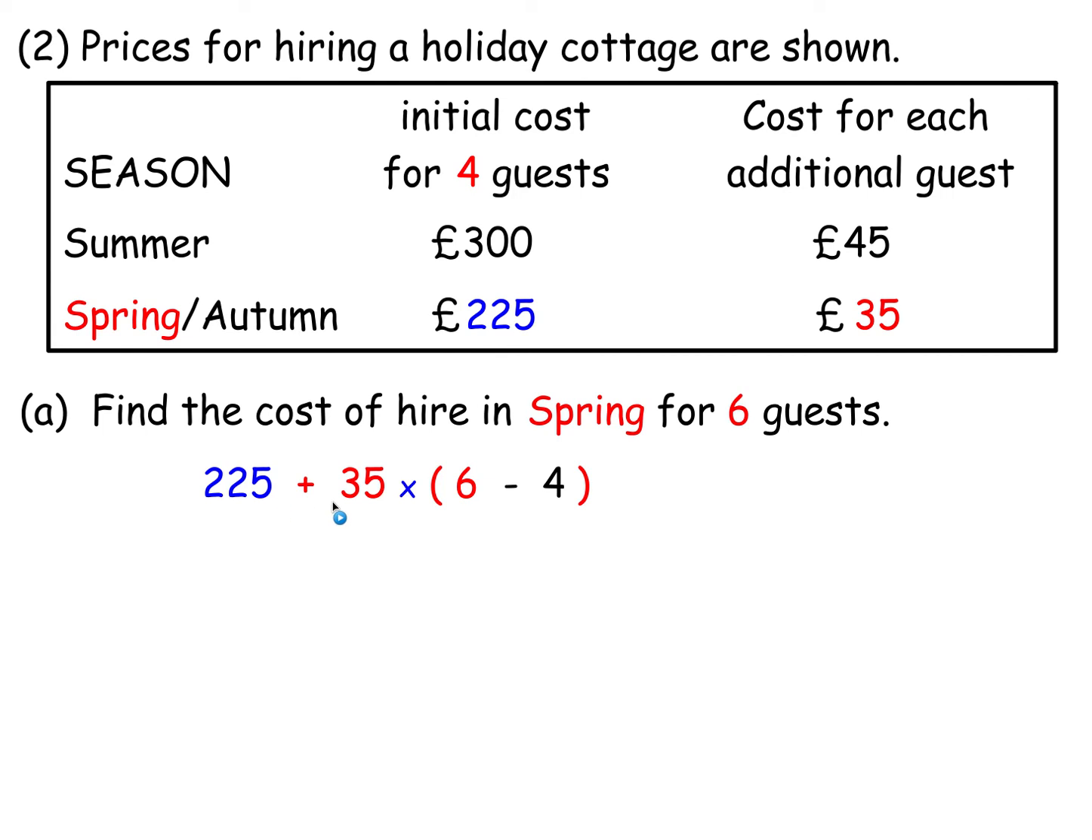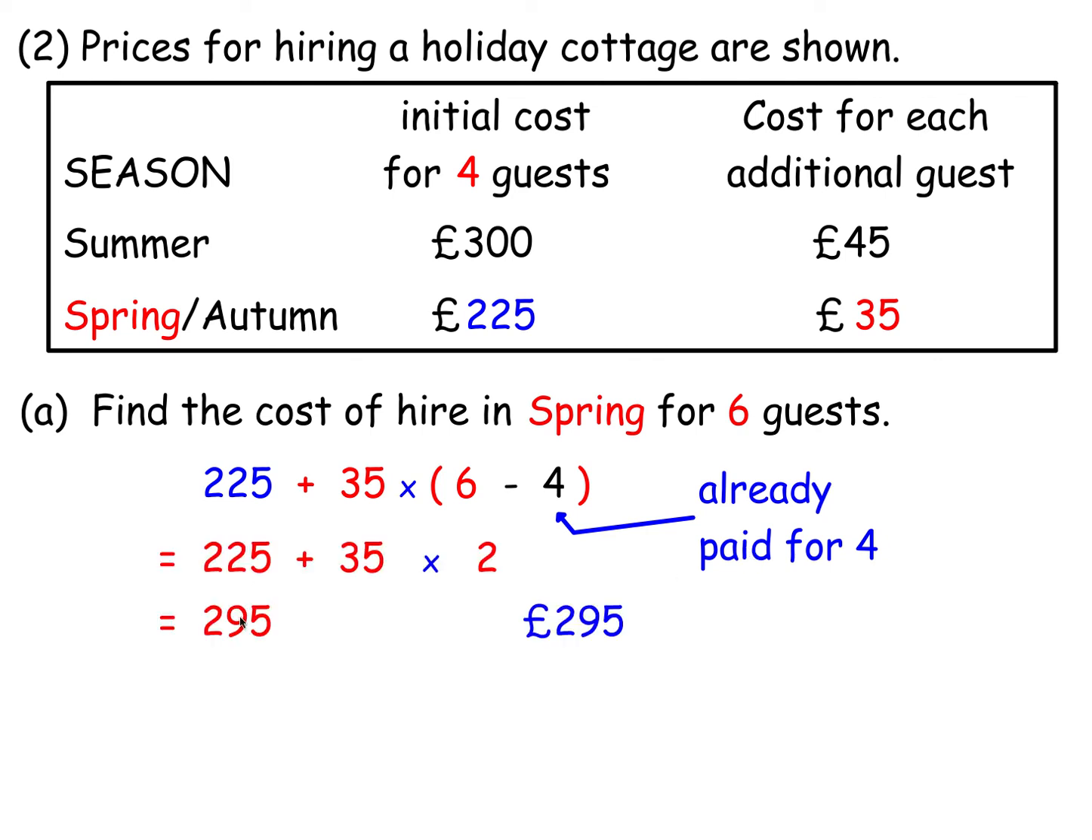So the calculation is £225 for 4 guests. That's an extra 2. It came from 6 minus 4, and it's £35 each. Now the reason it's written that way is it's going to be used to get the answer to part B, which is to generalise it. So it's £295 when you work that out. This first line is what we need for part B, because all we do is turn the numbers into letters.